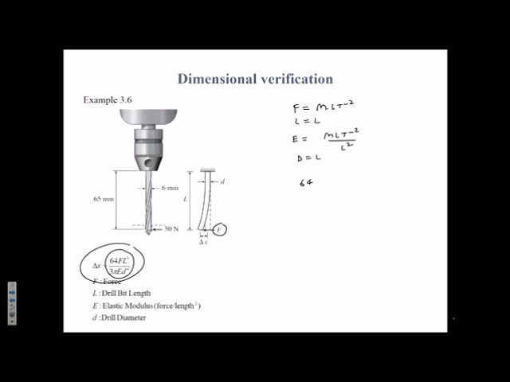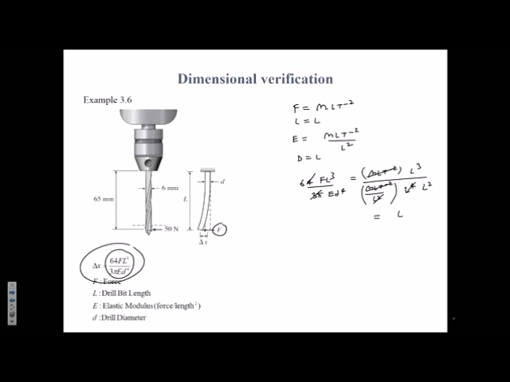So we have 64 times FL cubed over 3 pi E d to the power 4, and we don't need to worry about 64 and 3 pi. They are dimensionless quantities. F is M L T to the power minus 2. L cube is L cube. E is M L T to the power minus 2 over L square. And then we have d to the power 4, so we have L to the power 4, right? Okay, so all of this cancels. This L square will cancel this to make it L square. So you will have L cube over L square as simply L, right? And on the left-hand side, you have delta x, which is a length, dimension L. Problem solved. It's dimensionally consistent, right?